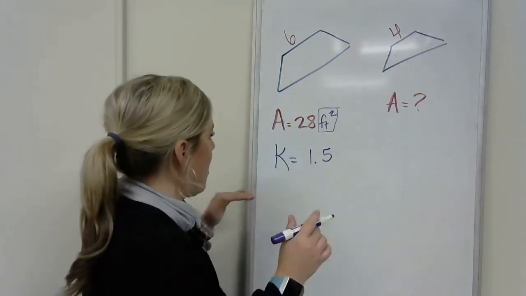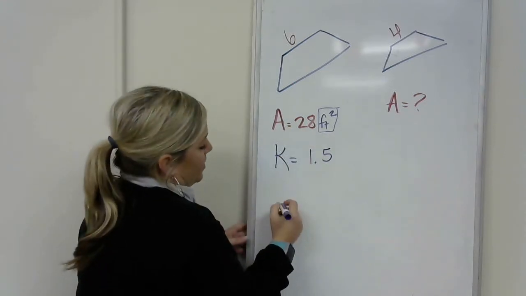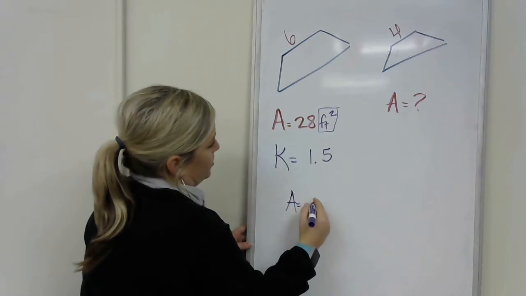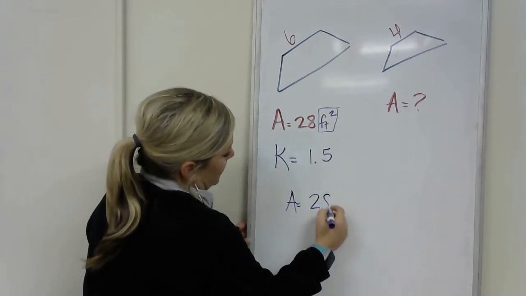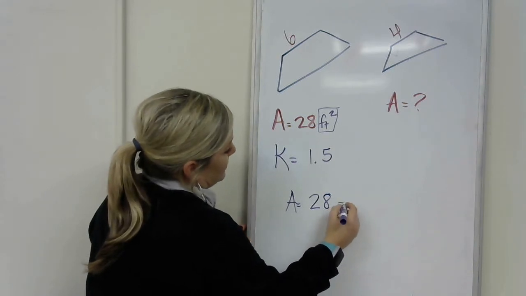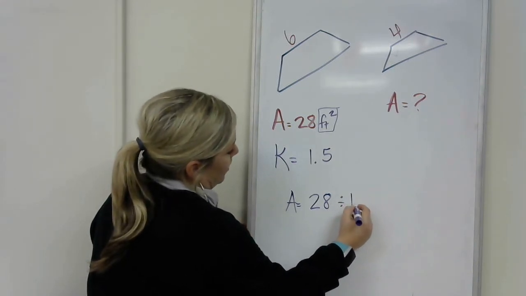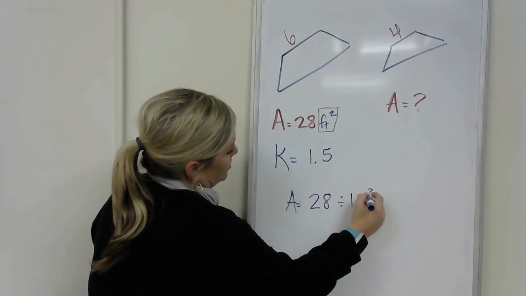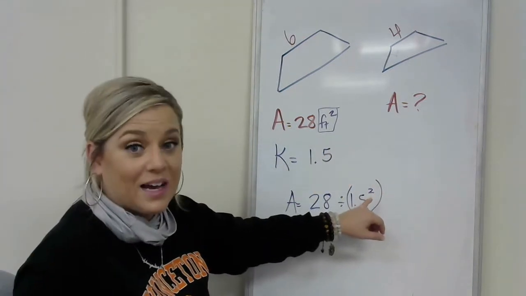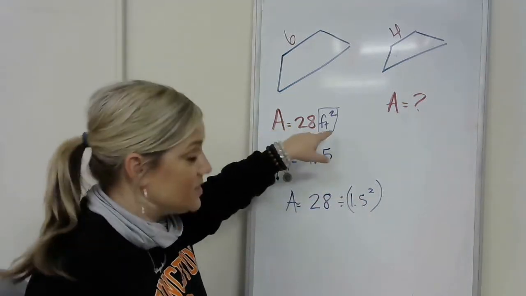All right, so now I have my area. So I know that to find the area of the other one, I'm going to have to do area is equal to 28 feet squared divided by 1.5 squared. Okay? Because area is squared.